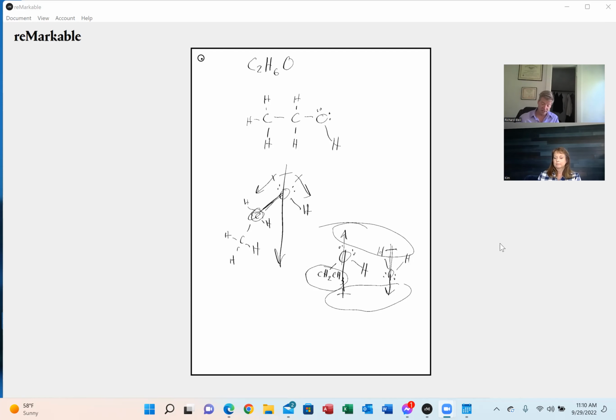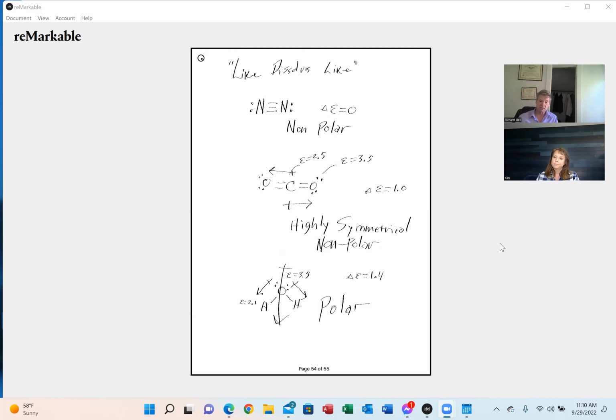So the question is, if you have the same element, like for example, if one of these was instead of oxygen, suppose this was sulfur on this side, this would be polar. Because if you have something other than oxygen, two different groups here, two different elements, it's not going to cancel out exactly.